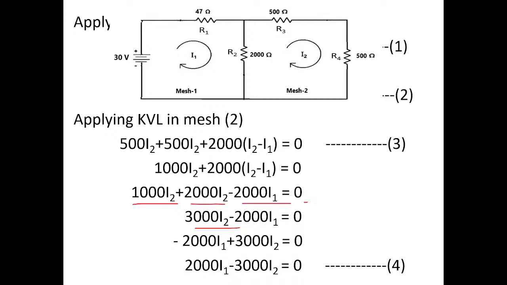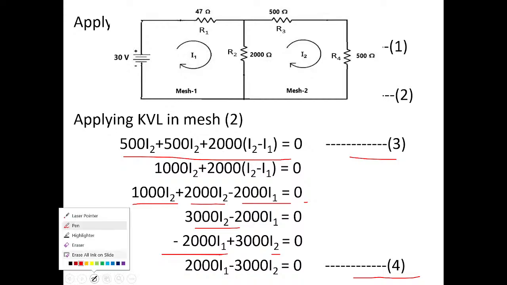Okay. So I want to write I1 term first and I2 term later. That's what I have written in the next equation. Minus 2000 I1 plus 3000 I2. I took minus common in this equation. So I have got 2000 I1 minus 3000 I2 equal to 0. Consider this as equation 4 and consider this first equation as equation 3.